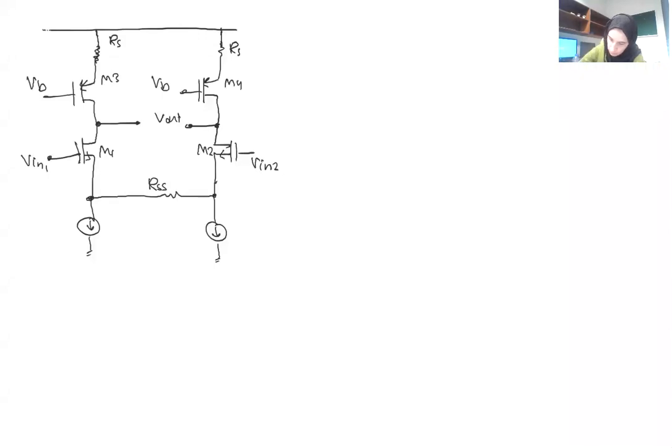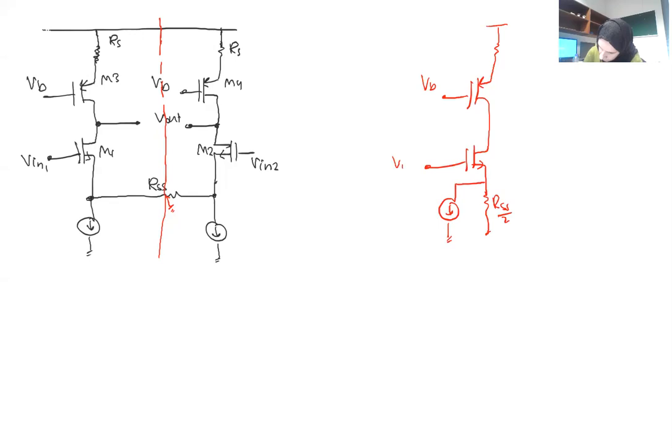Okay, so we will draw our circuit line, and the point here in the middle of RSS is going to be grounded. So our circuit will look something like this, the half circuit. It's RSS over 2. This is the VN and the V out, and this is RS.